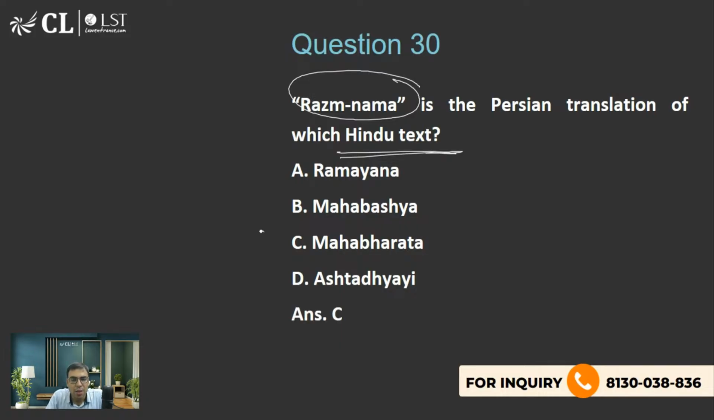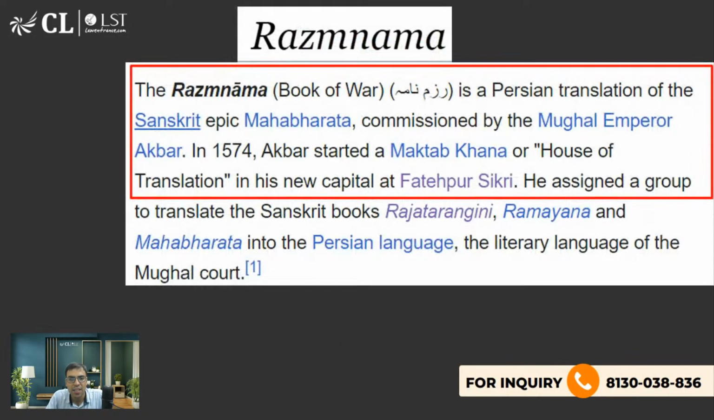So the right answer is option C, Mahabharata. If you read it in detail, sometimes they ask in the exam who got it translated. Commissioned by the Mughal Empire, Akbar, of course.